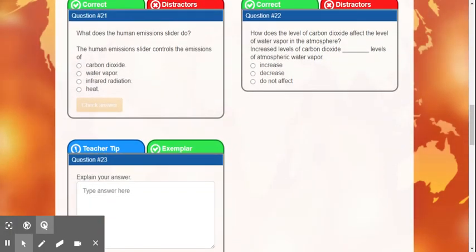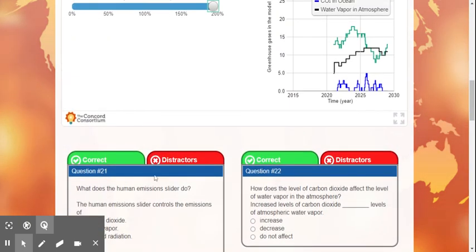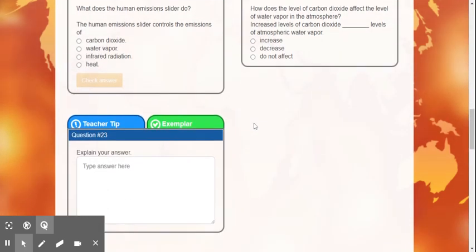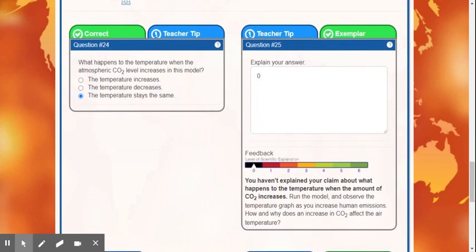Answer the questions. What does the human emissions slider do? How does the level of carbon dioxide affect the level of water vapor in the atmosphere? Increased levels of carbon dioxide increase, decrease, or do not have an effect on water vapor levels. You can look at the graph here, see if you think there's an effect, and then explain your answer. And then your last question: what happens to the temperature when the atmospheric CO2 level increases?